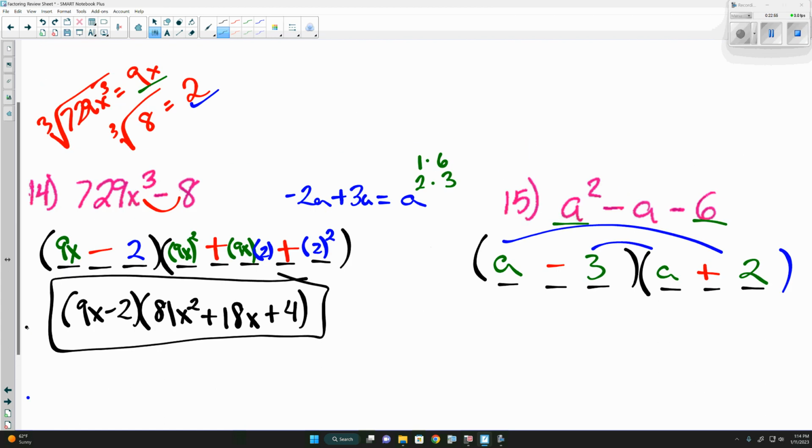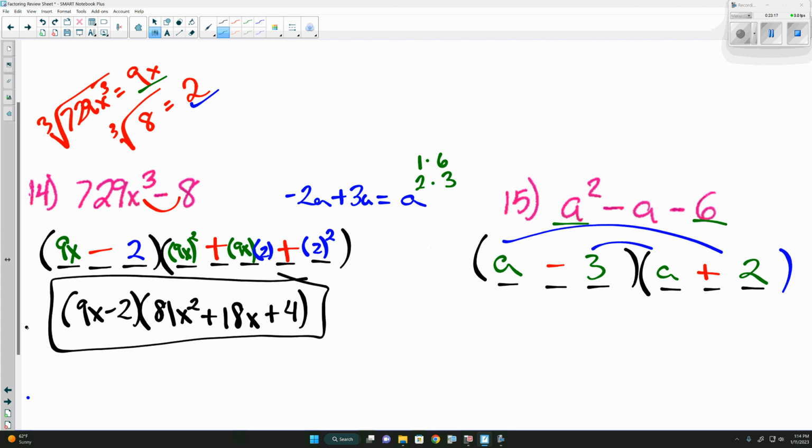Questions on these here? The difference of perfect cubes and the difference of perfect squares are nice because as long as we have two terms and they're both perfect cubes, it works. No matter what they are, it works. And the same thing for the difference of perfect squares. Questions up to 15?